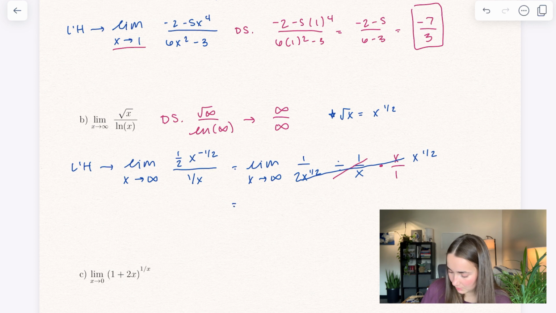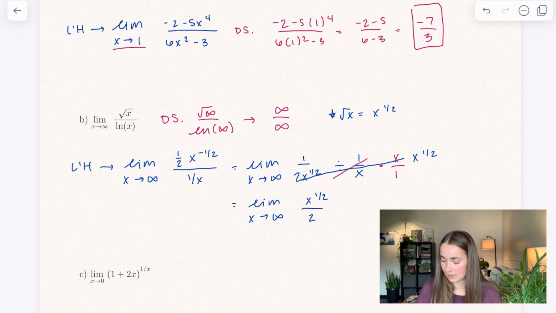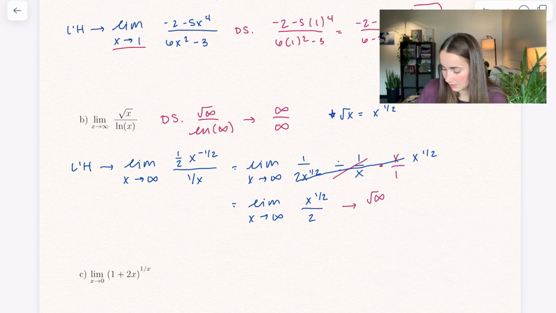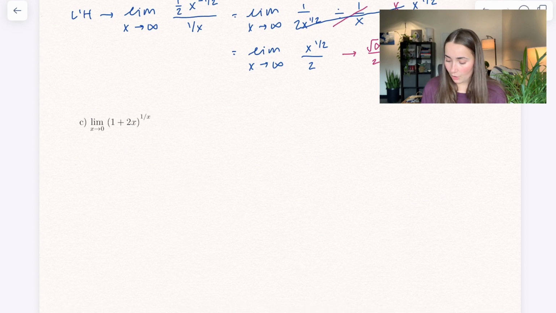So here, I'll go ahead and rewrite it. We have the limit as x approaches infinity, x to the 1/2 in the numerator and 2 in the denominator. So let's go ahead and now try to plug in the value of infinity. If we plug it in, it's like taking the square root of infinity divided by 2. And the square root of infinity is infinity. Infinity divided by 2 is infinity. And so this whole thing is just equal to infinity. Okay, so here we have one that's a little interesting.